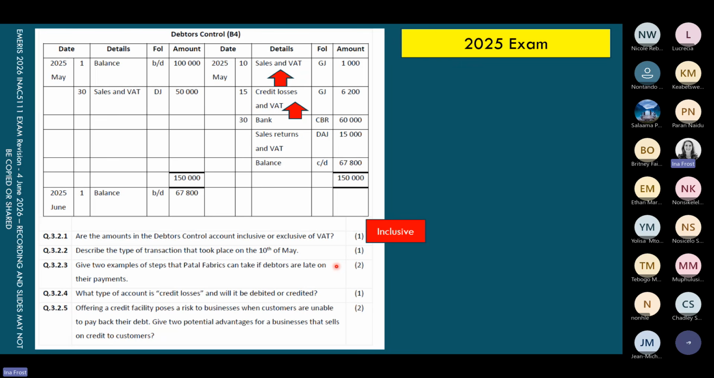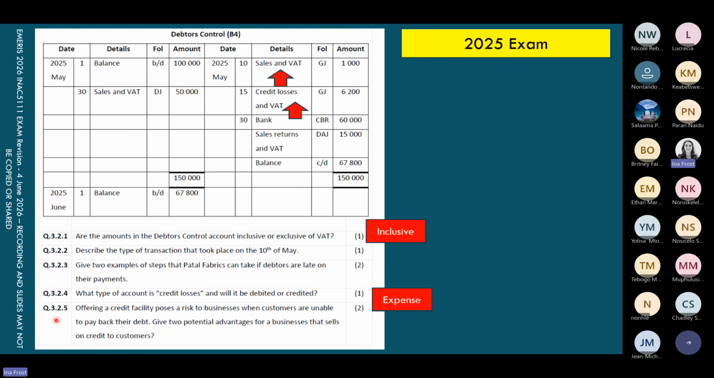So you can charge interest on their account, or you can start phoning them or sending them emails to remind them to pay. The next one then is this one here. They ask us what type of account is credit losses. So credit losses is an expense account. So we will debit an expense account.